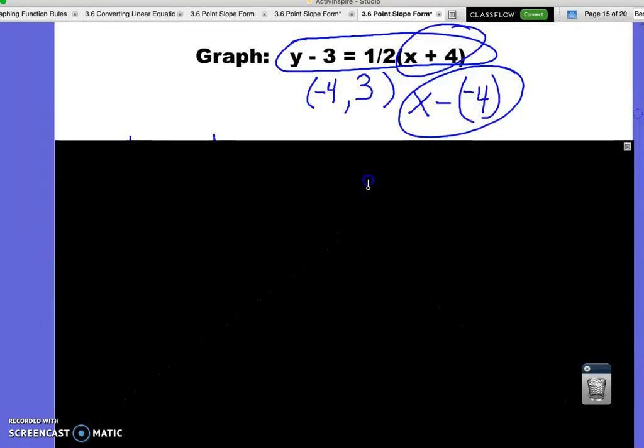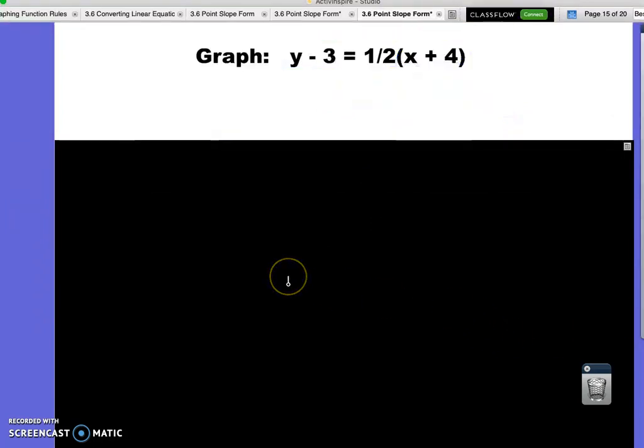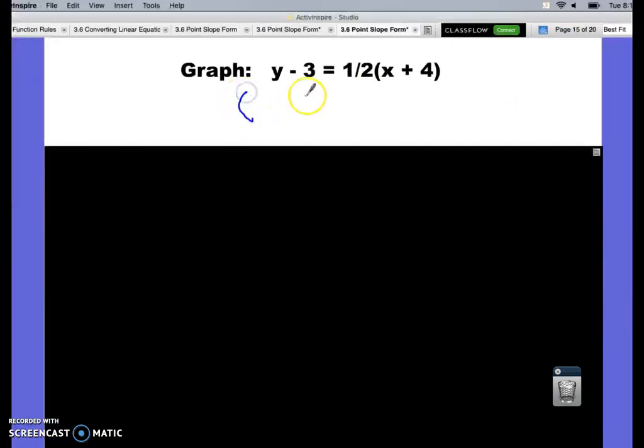Okay, graphing. So here we have y minus 3 equals 1/2 times the quantity x plus 4. So the first thing we want to pull out of there is our ordered pair. My ordered pair is going to be the x right here, remember if it's adding, it's actually negative. So it's a -4. If we have y minus, whatever the point is, goes in my y.